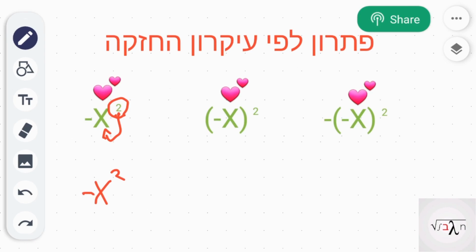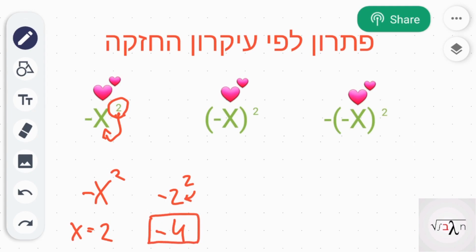If we replace the x with a value of some sort, let's say 2, what will happen? The exponent affects only the 2, which is the closest from the left. Which will be 4. And the minus is later added. Which means that the final answer is minus 4.